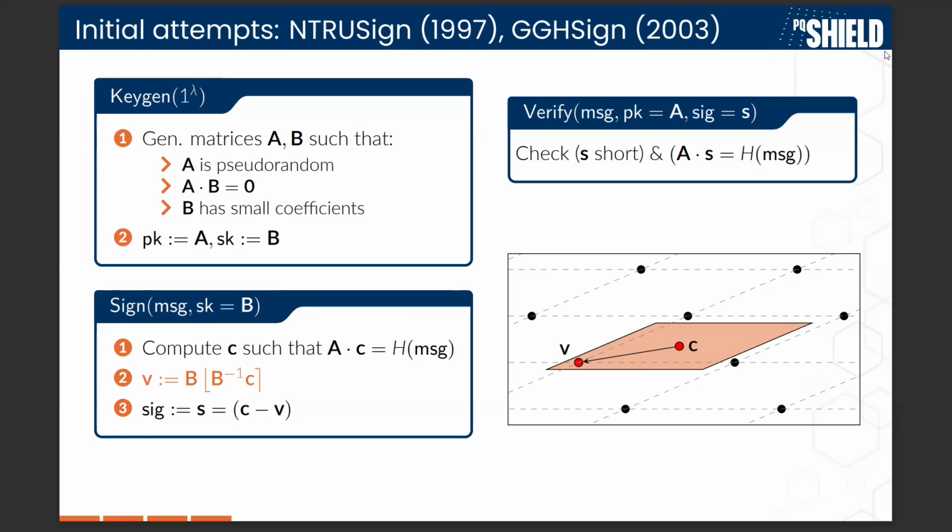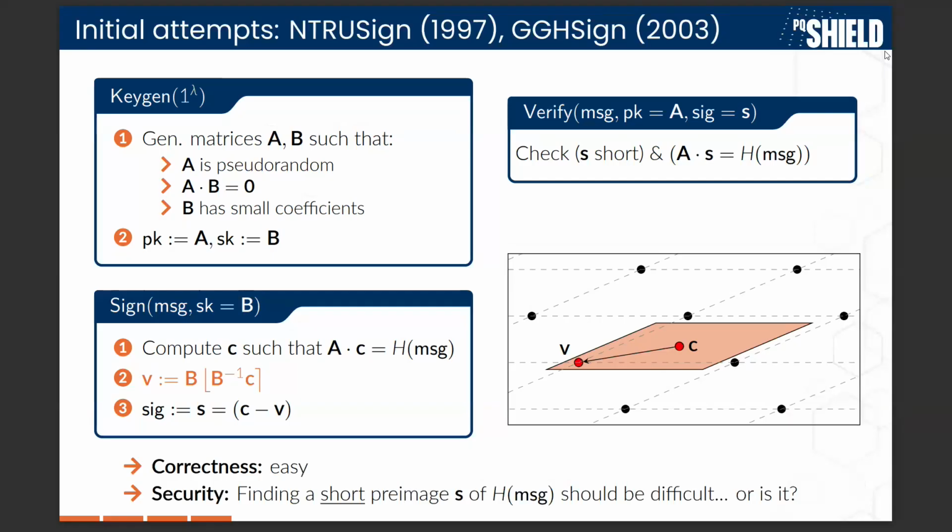Right. So to check the signature, it's easy to verify. One just checks that S is indeed short, and that A times S equals the hashed message. And this holds because A times V equals 0 by definition. Okay, so that was the original proposal. It's easy to see that this would be correct. And it seems like finding a forgery would involve having to find a short pre-image of this randomly hashed message.